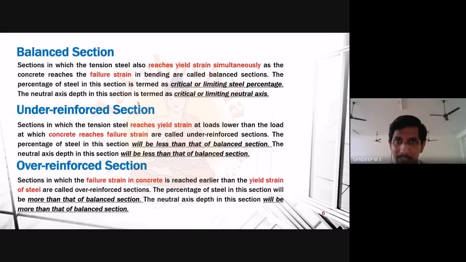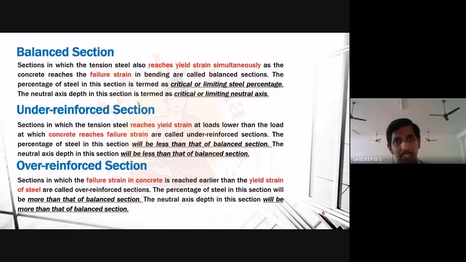The first one is the balanced section. During the assumptions we said that when the strain in concrete, that is in the extreme fiber, has a value of 0.0035, we assume that the member has failed. That is the failure of concrete. Similarly, we can also see the failure of steel. So these are the two possibilities. A balanced section is a type of section in which both these failures occur simultaneously.